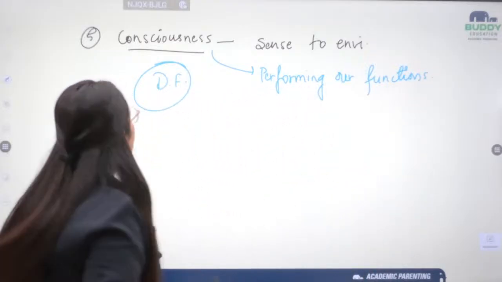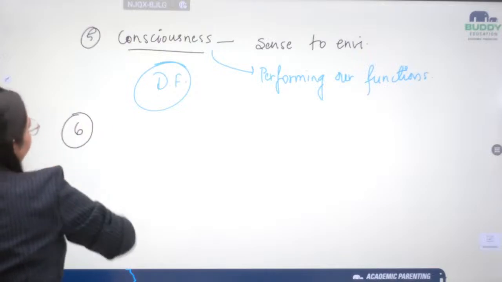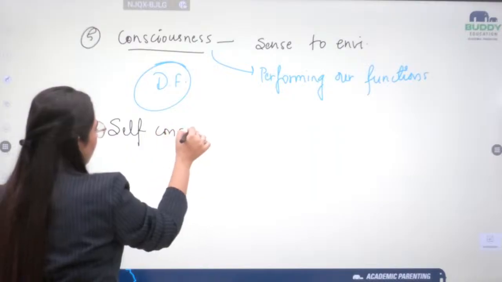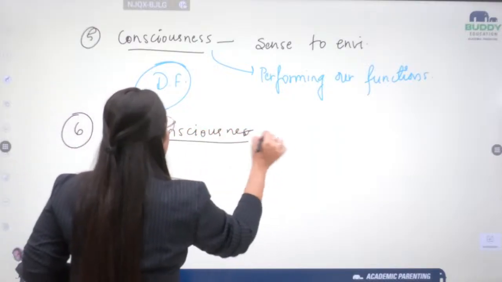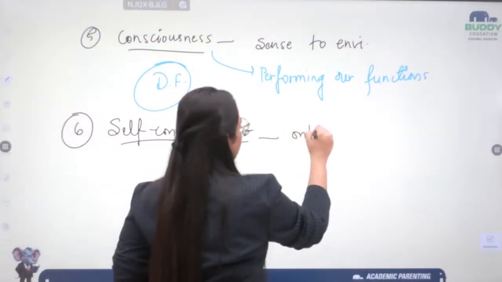Okay, I'll take the last one here only because we have space. So if I talk about the last feature, that is self-consciousness. Self-consciousness is a feature which only humans have. Only in humans.